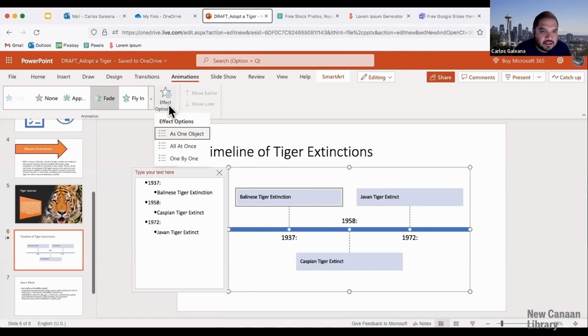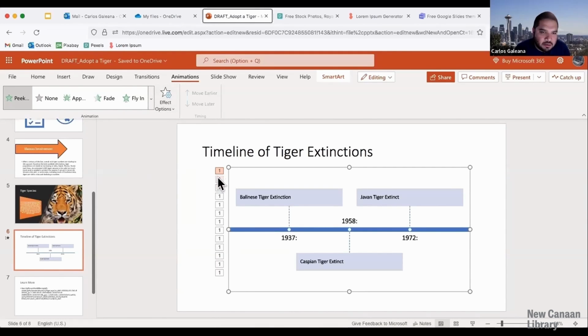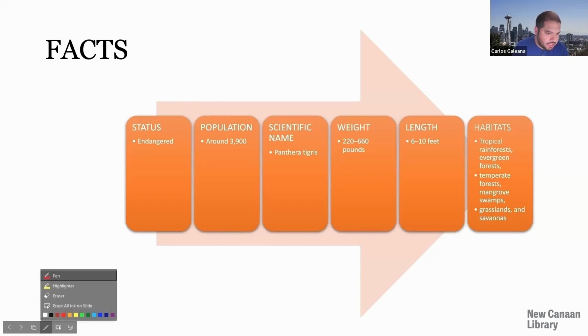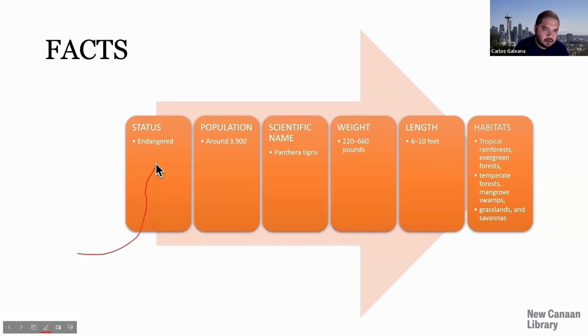And then effects, options. I could animate everything all at once as one object. And notice that it's giving me these numbers here. These numbers are showing me that they're all going to show up at one time. I'm using my arrows, left arrow, right arrow. Here are the controls at the bottom, there's a little pen tool that I can use. So I could use a little arrow and say, hey, pay attention here.